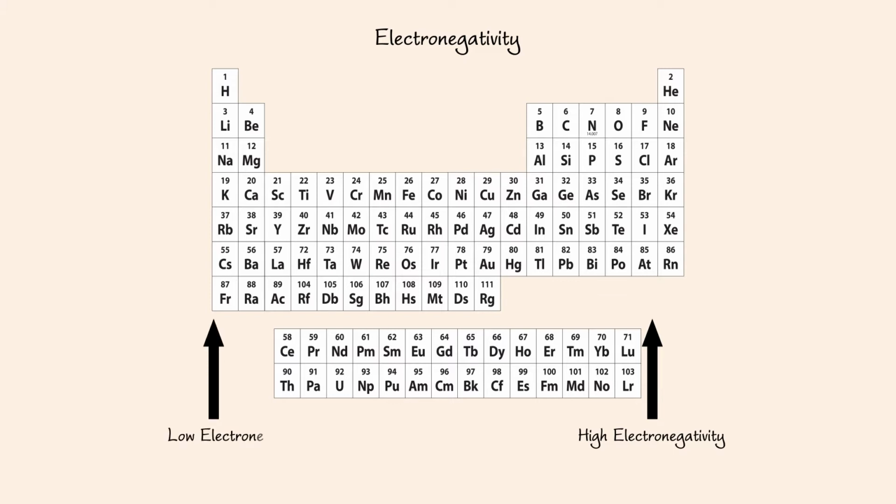Elements with low electronegativity donate electrons. Sodium is an example of an element with low electronegativity. Thus, it freely donates electrons. Elements on the left side of the periodic table have low electronegativity, and elements on the right side have high electronegativity. Let's move on to discuss chemical bonds.